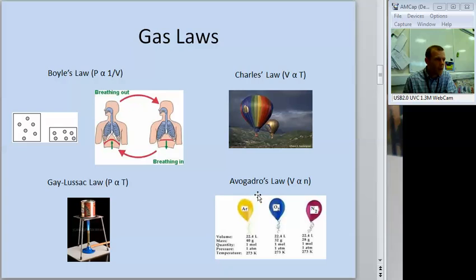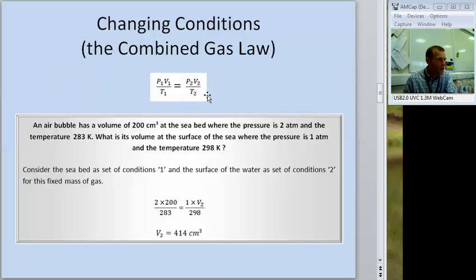And the last one, Avogadro's law: volume is proportional to the number of moles. So if we have more moles of gas, then we would expect to see a larger volume. And we'll look at some calculations to do with that shortly. Right, so let's take some of those laws, put them into the combined gas law, and you can have a look here. We've got two sets of conditions. First set of conditions, second set of conditions. So it's the same amount of gas, just being exposed to different pressure, volumes, or temperatures.